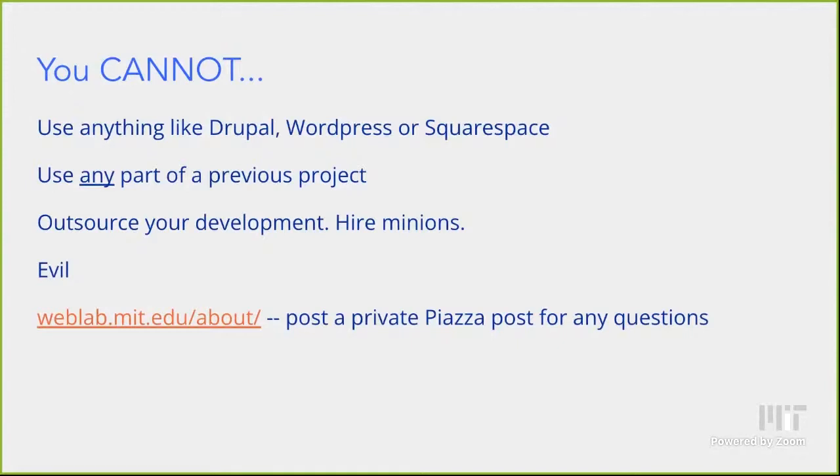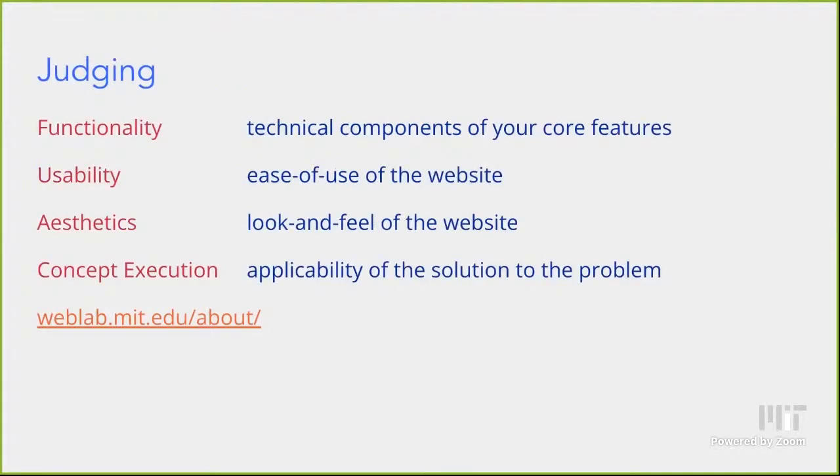Okay, so in terms of judging, if you're entering the competition, these are the main axes that us and the sponsor judges will be judging your website on. So functionality, like how well your code actually works, if it has any bugs, and usability, so how easy it is to use your website. It's like built really nicely, but it's really hard to figure out what you're actually supposed to do. That's not good for usability. And aesthetics, how well your website looks to the general public, and also concept execution, so how well your website solves the problem that it's actually trying to solve.